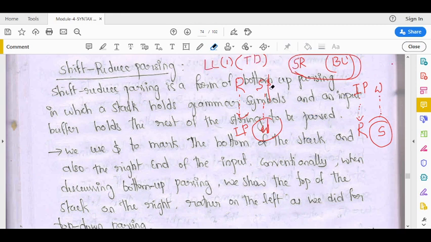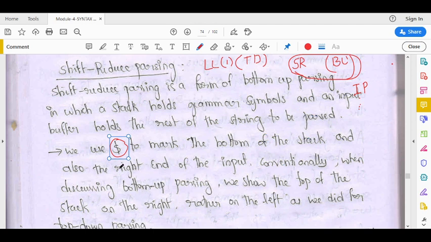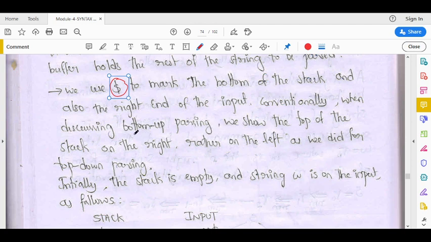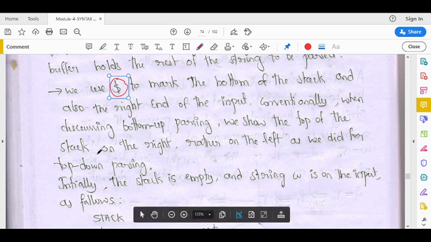Shift reduce parsing is one particular method of finding out whether via parsing I can get the thing I am looking for. Shift reduce parsing is a form of bottom up parsing in which a stack holds the grammar symbols and an input buffer holds the rest of the string to be parsed. I move towards the root here. We use the dollar to mark the bottom of the stack and also the right end of the input. Conventionally, when discussing bottom up parsing, we show the top of the stack on the right rather than the left, as we did for top down parsing.